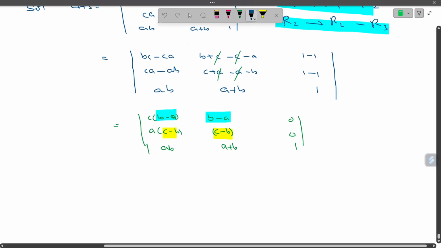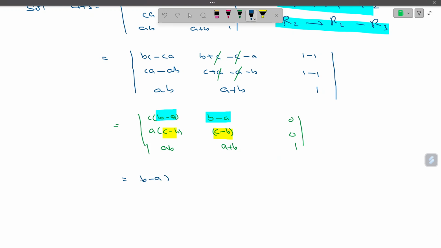So what is our problem? Our problem is reduced to very simple things. So B minus A you have taken common, and here C minus B you have taken common. So what is left? AB and B minus A taken common means 1 is left. Here also 1, A plus B. 0, 0, 1.